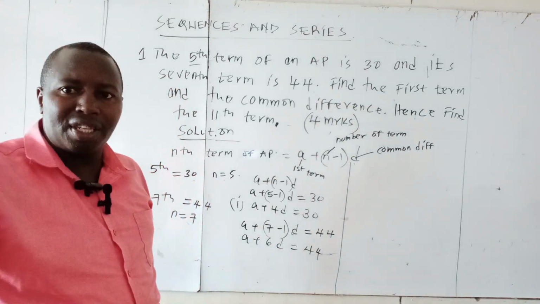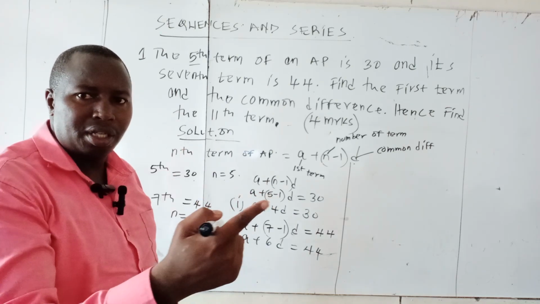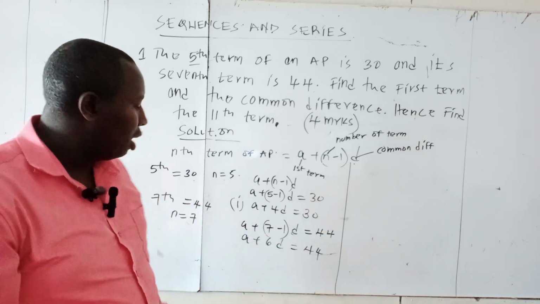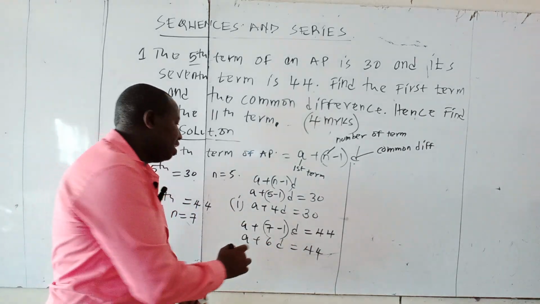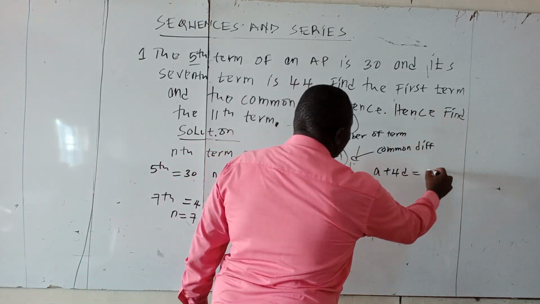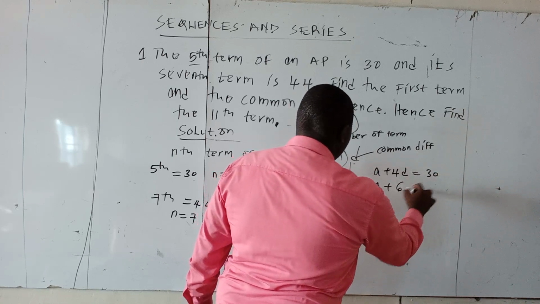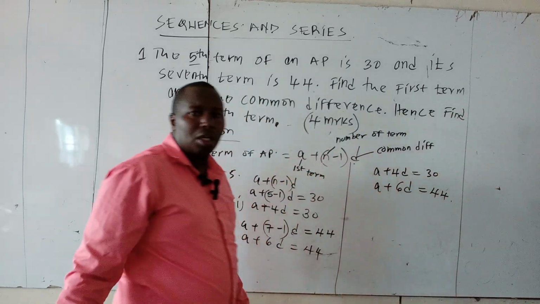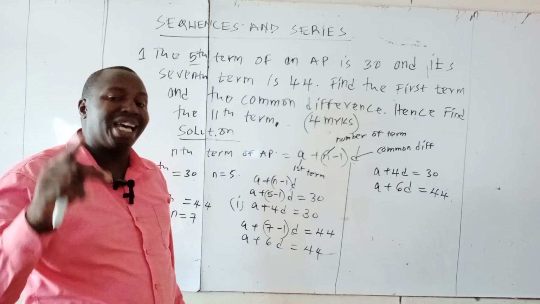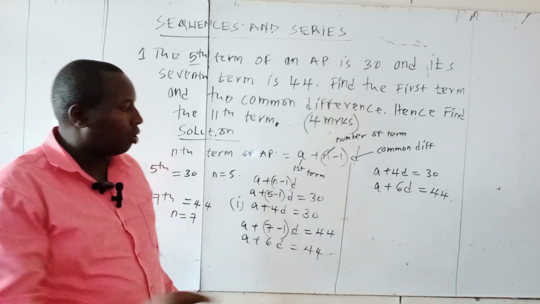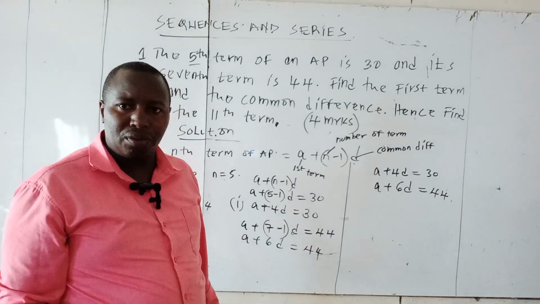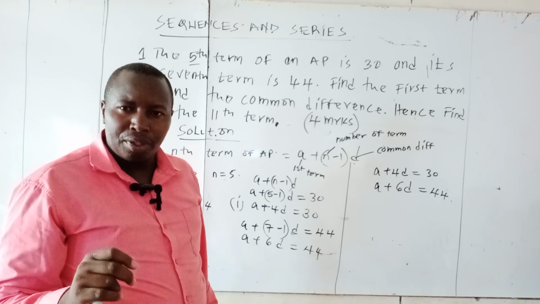So the seventh term gives A plus 6d equals 44, and the fifth term gives A plus 4d equals 30. Now we have two equations: A plus 4d is equal to 30, and A plus 6d is equal to 44. You have already formed two equations, and these two equations are linear, equations of a straight line.